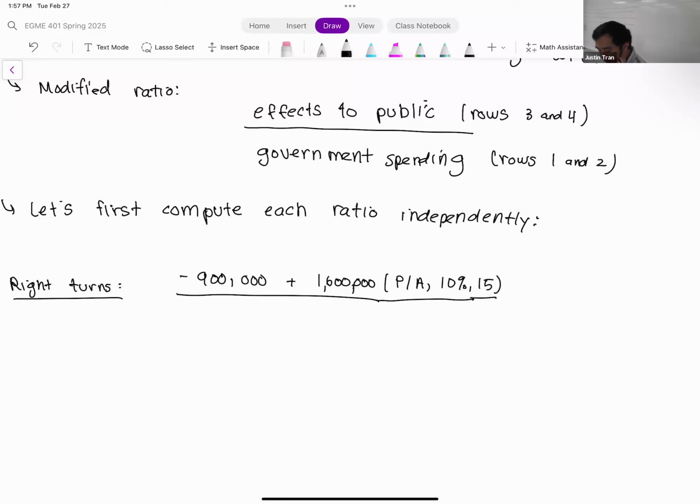All right. Then on the bottom here, we have government spending. And so everything that the government has to pay out. We have two main costs here that the government has to spend. We have its initial cost of 8.9 million, plus. And notice how I'm using positive signs here for the denominator. That's just to make sure that our ratio here is a positive number. Okay. Then we have the annual maintenance cost that the government has to pay. So that's 150,000, P over A, 10%, and 15.